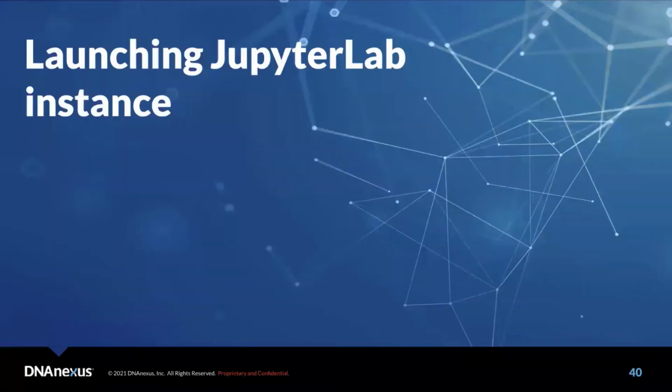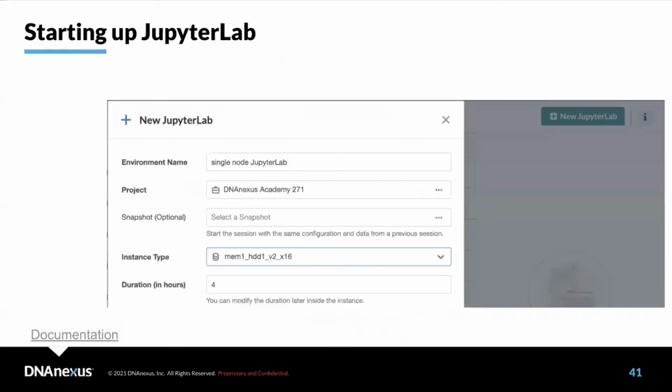Okay, so now we know the basic differences between local and cloud analysis, and we can look more into how you can launch JupyterLab. So you click on the new JupyterLab. You go from Tools, JupyterLab, and here you will see the form that you need to fill.